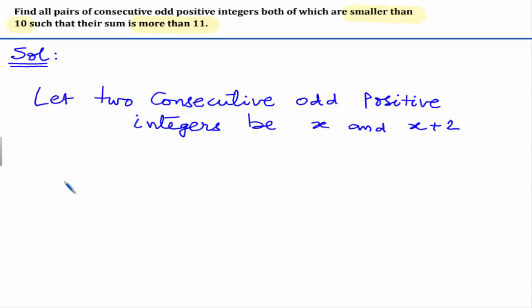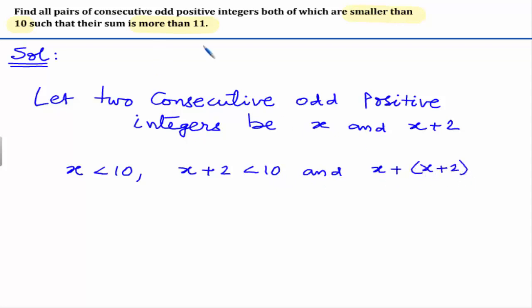Now according to the problem, the two numbers should be smaller than 10, that means x should be less than 10, and x plus 2 is also less than 10, and the sum x plus x plus 2 should be more than 11. So we found the three conditions here. By solving these three inequalities, we get the values of x and x plus 2. Now let us solve these three inequalities simultaneously.